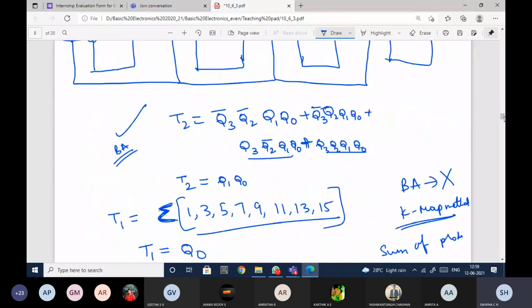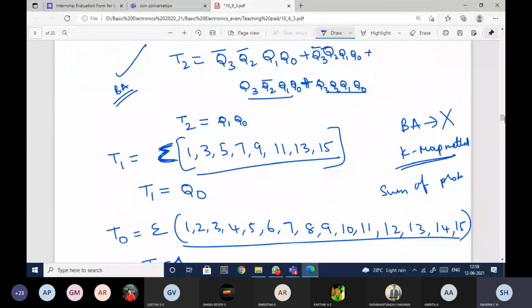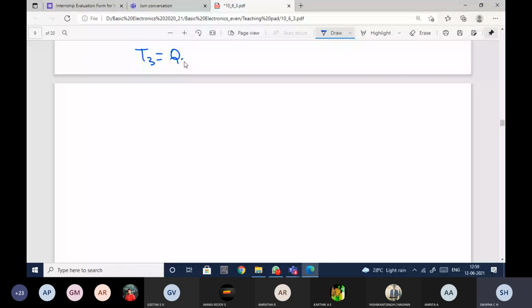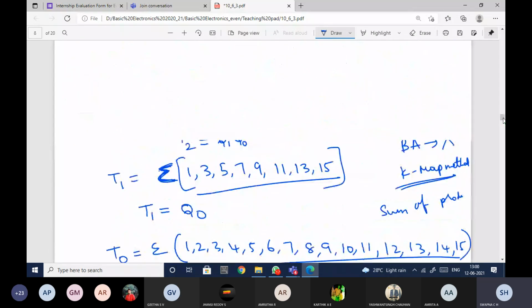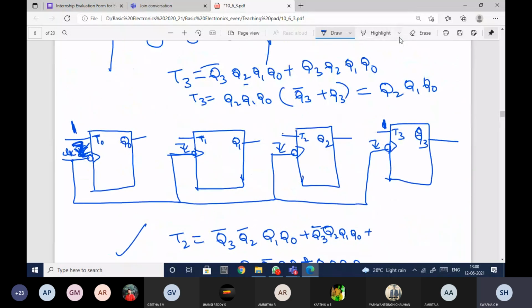Then finally, on simplification, we'll get T3 as Q2, Q1, Q naught, T2 as Q1, Q naught, T1 as Q naught alone, and T naught is 1. So this equation you can directly write. It is not too tough to remember. T naught is 1, T1 is just Q naught, T2 is Q1, Q naught, T3 is Q2, Q1, Q naught. Now you need to implement it. Implement in the sense, whatever circuit I have drawn here, to this you need to make the connections.